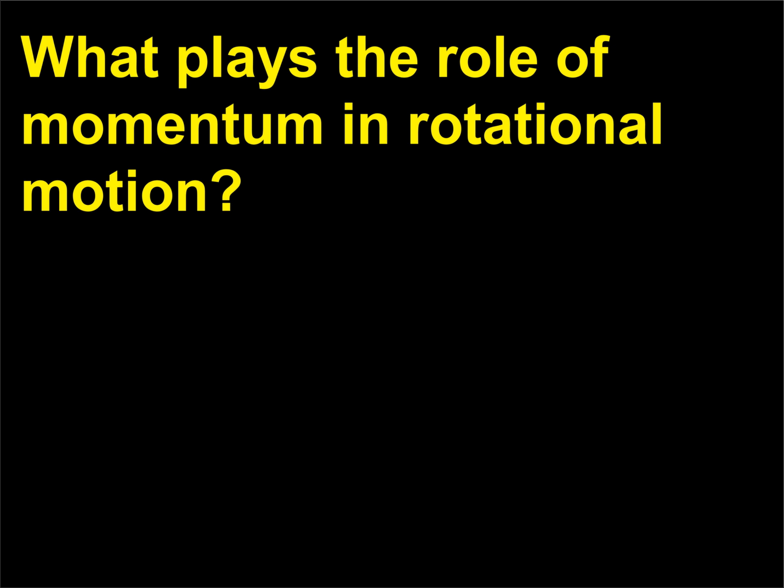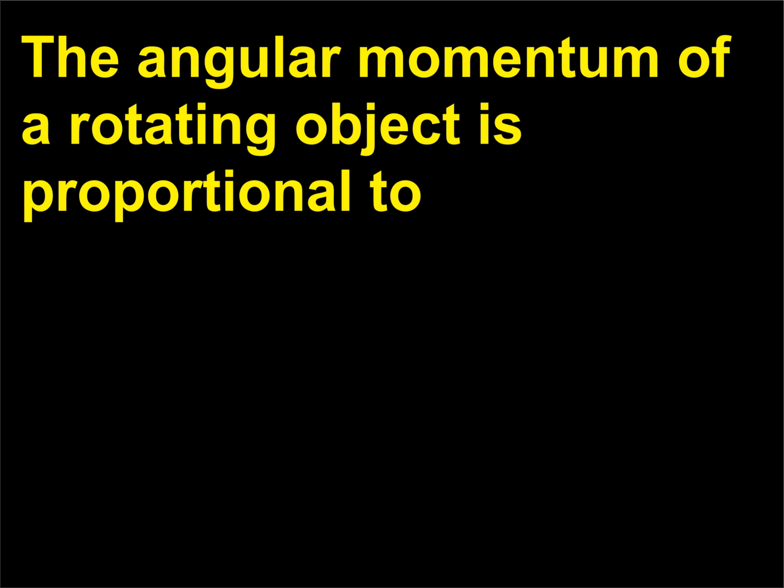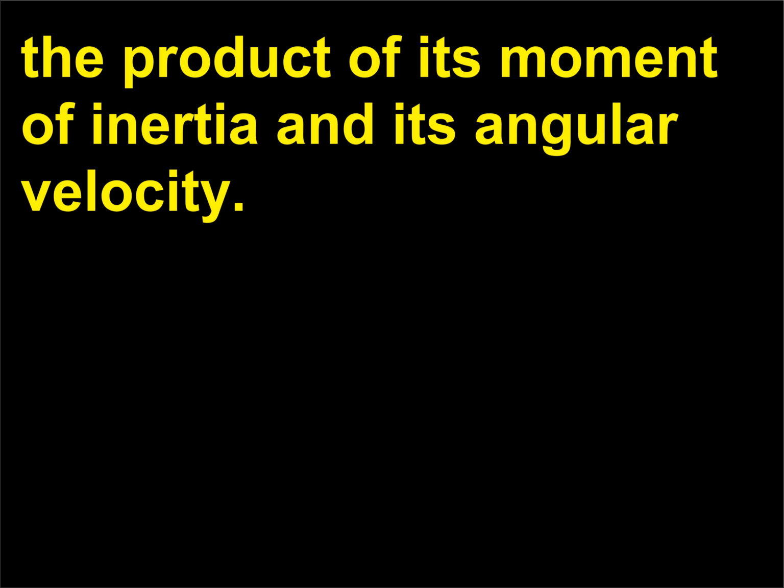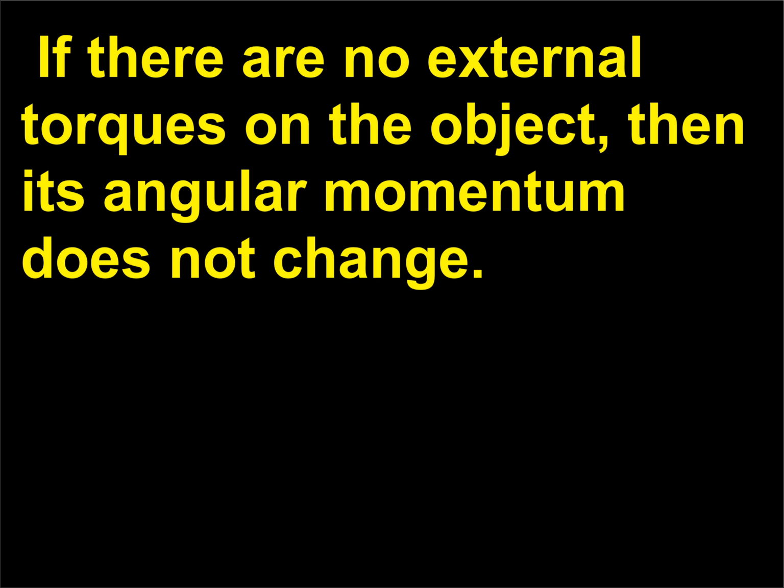What plays the role of momentum in rotational motion? The angular momentum of a rotating object is proportional to the product of its moment of inertia and its angular velocity. If there are no external torques on the object, then its angular momentum does not change.